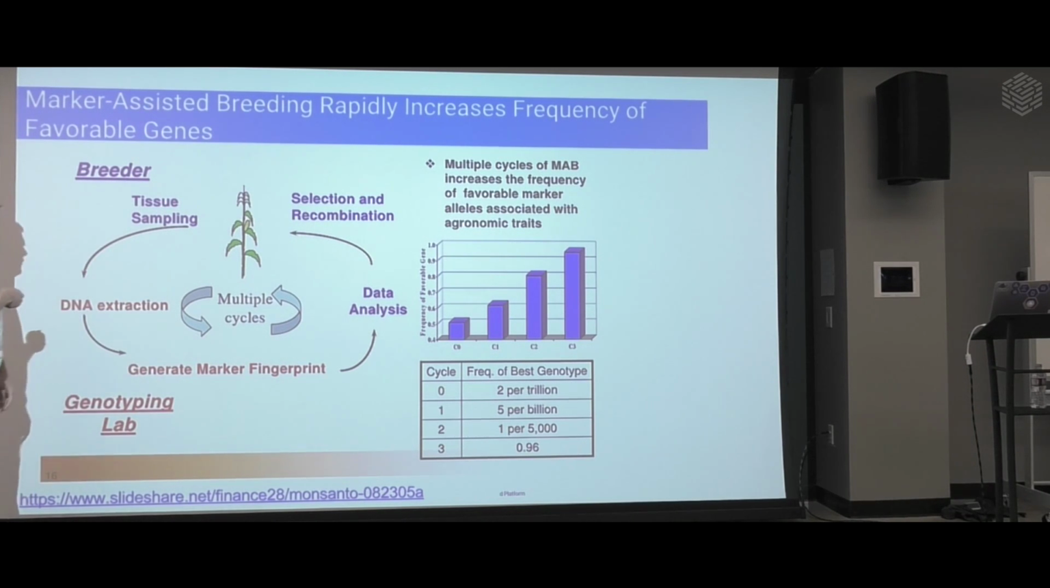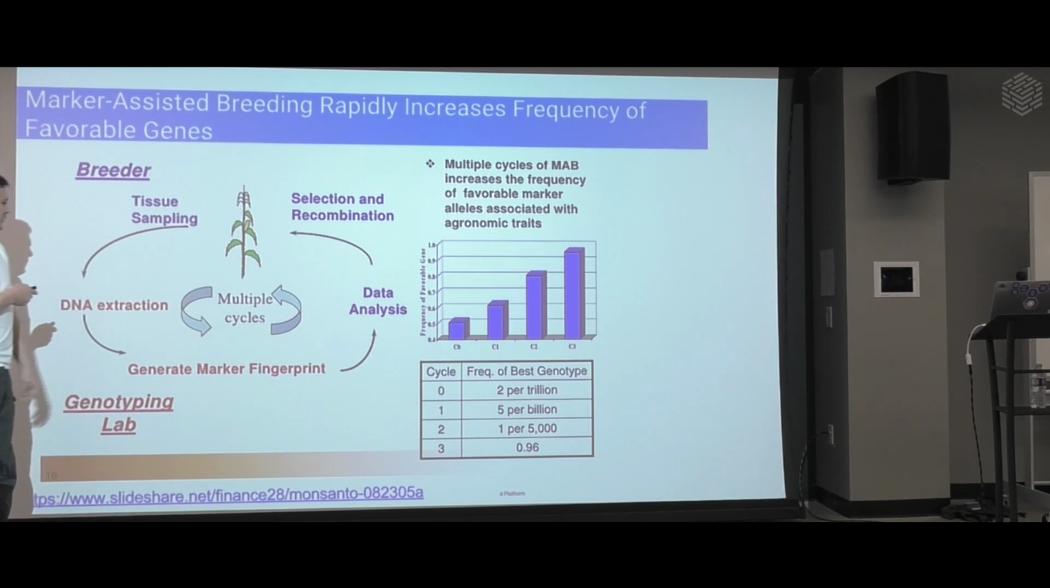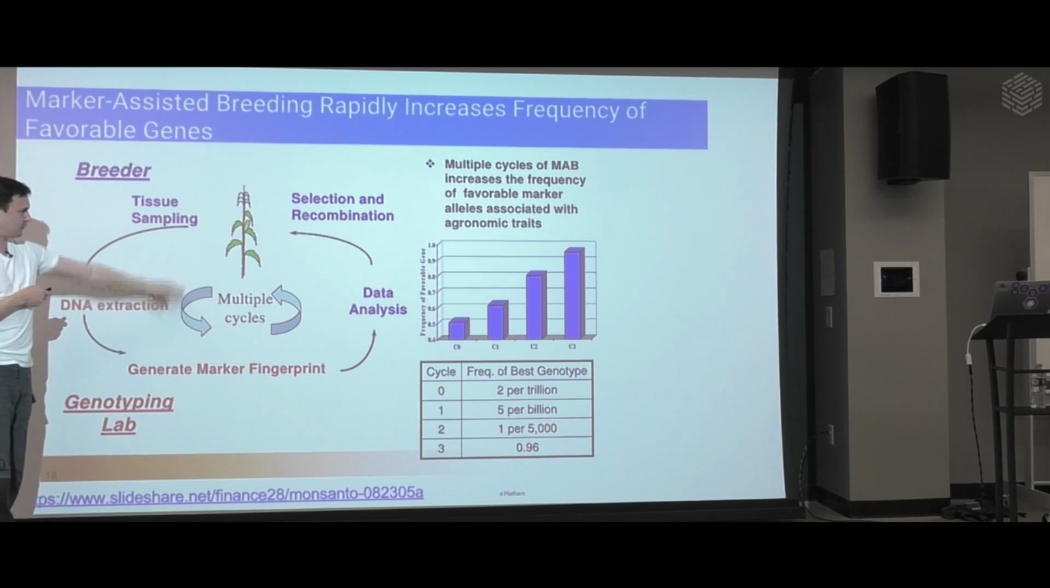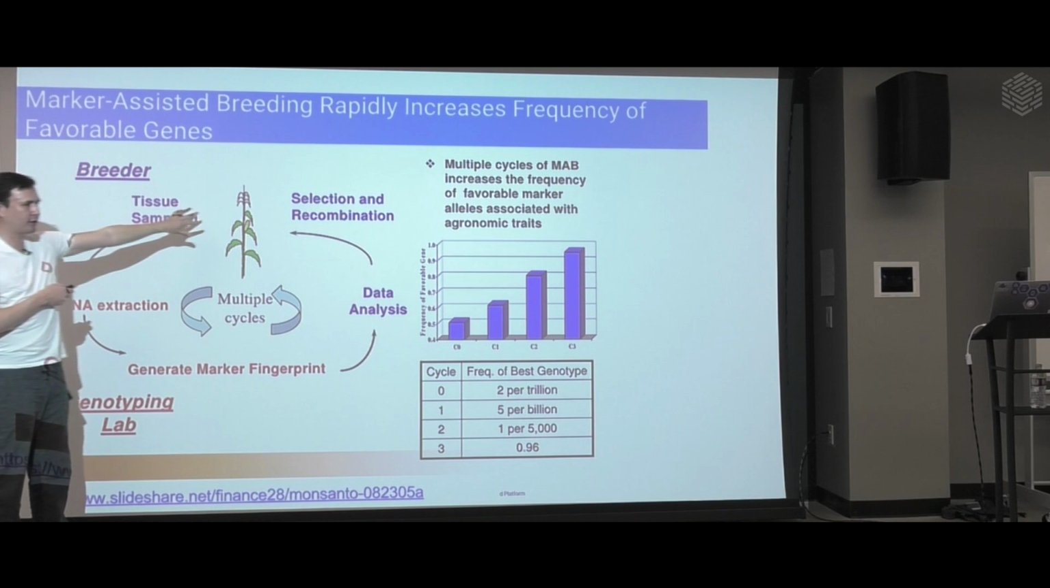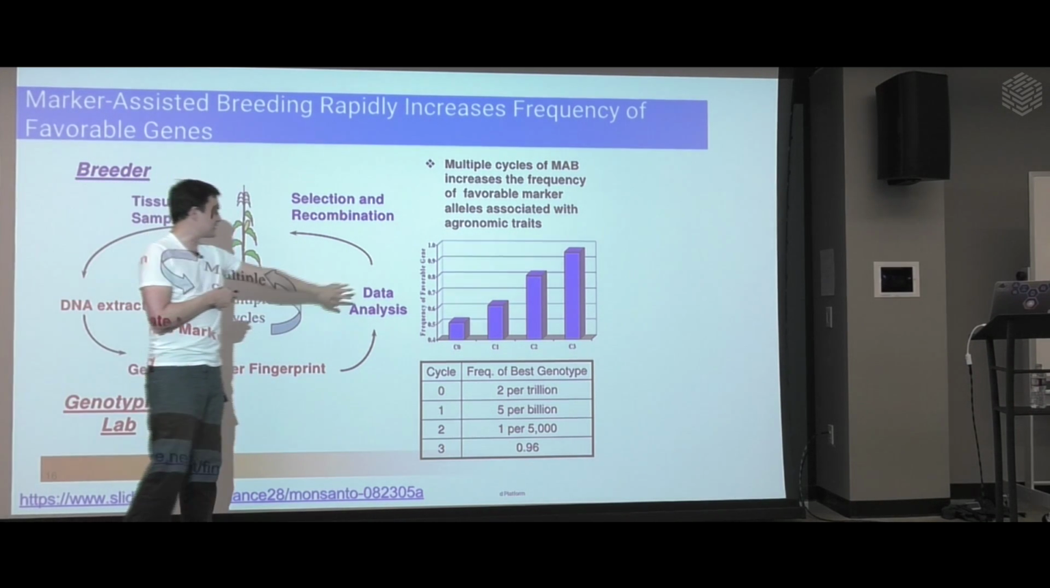What you would do is you would have some of these organisms. In this case, it's corn I'm showing you here. This is a common organism that's studied. You sample some tissue from it, extract some DNA, generate what's called a marker fingerprint. So you're looking for some molecular markers in the DNA of this individual that you sampled from. And then you do some analysis on this data.